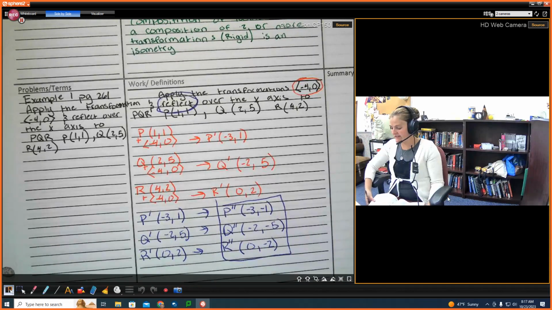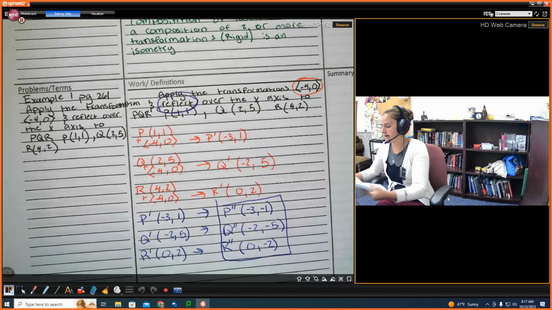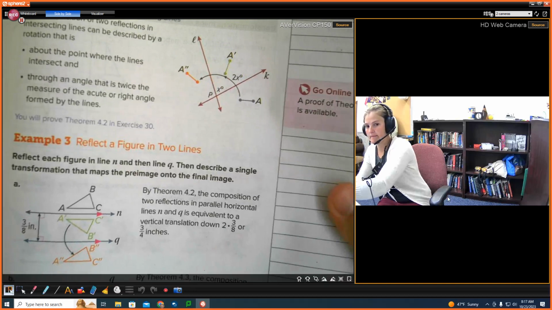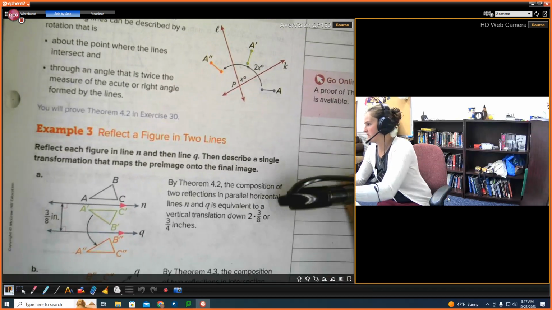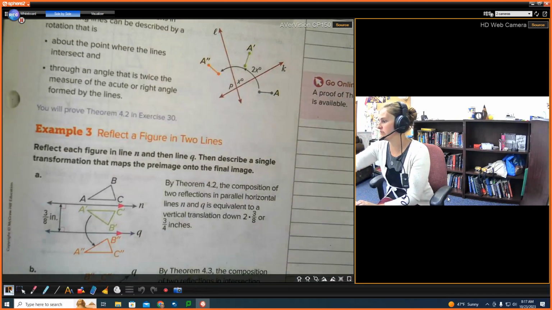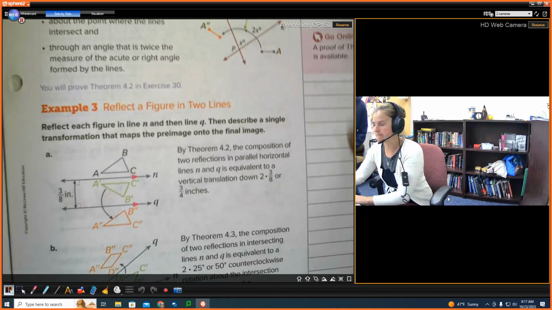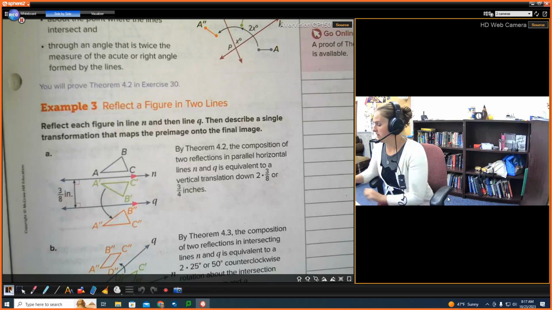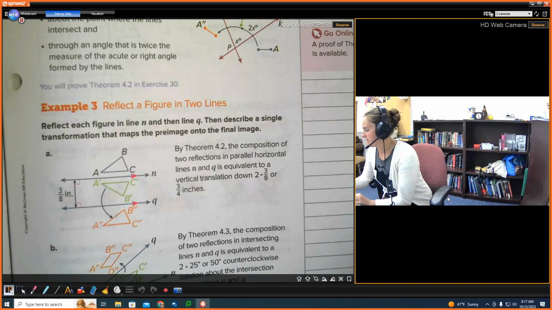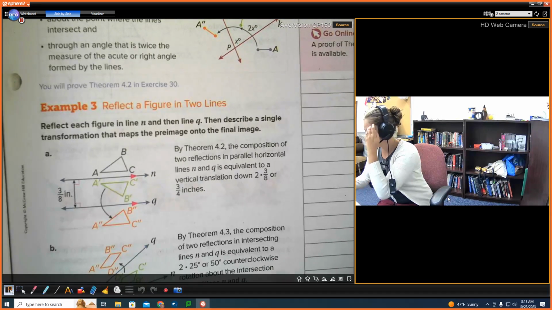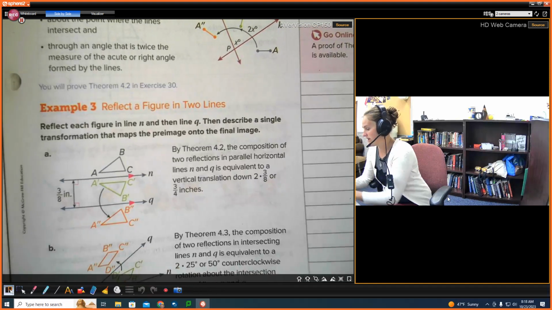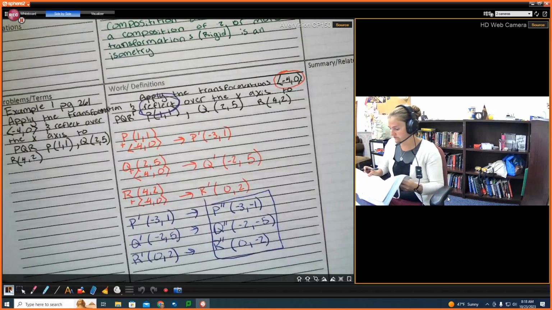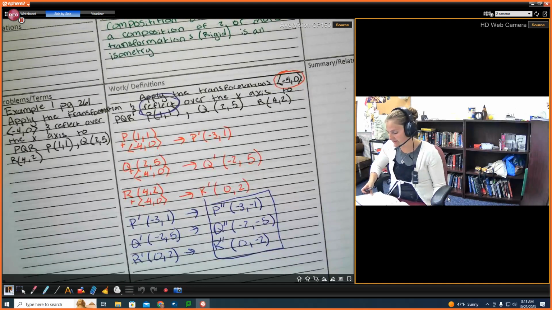Okay, it says reflect a figure in 2 lines. Nathaniel, you're with Heston. Heston's going to move back up to his seat so you can be with him. Thank you. Okay, so example 3 on page 263, it says reflect each figure in the line N and then the line Q.